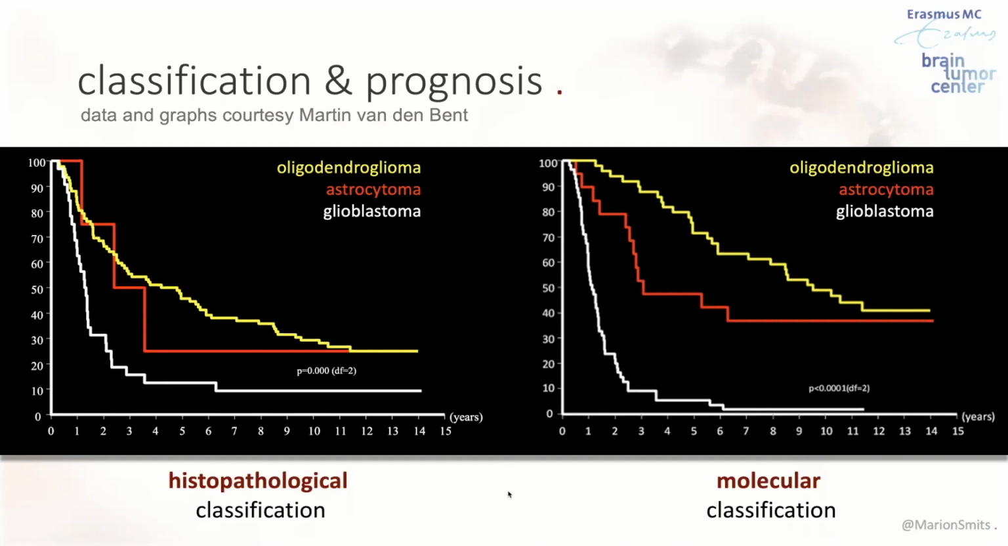But this is why it's important to know this. And again, you can see oligodendroglioma tumors do pretty well. You see survival of at least 15 years for about half of these patients. But for glioblastoma, you can see how dismal the prognosis is, where after a year and a bit, more than half of the patients have already died.